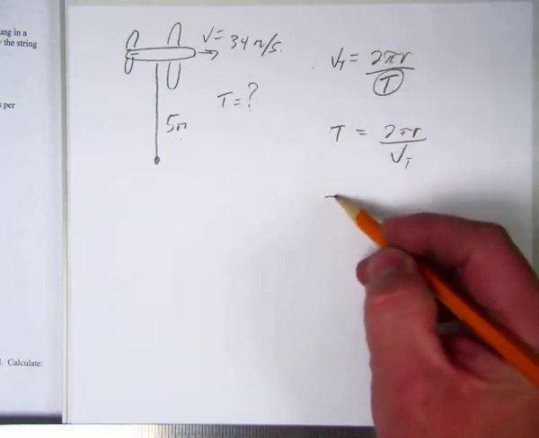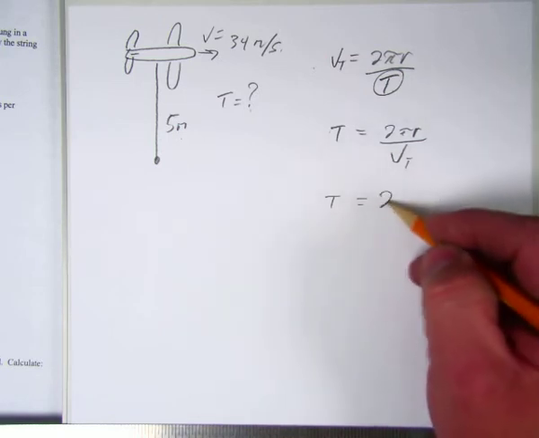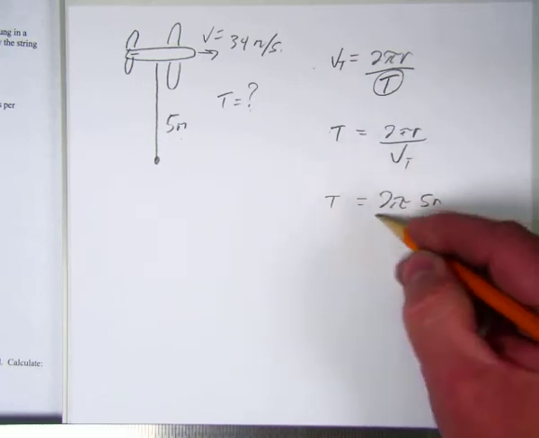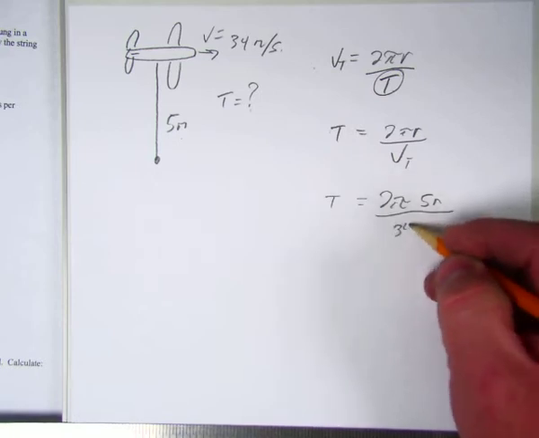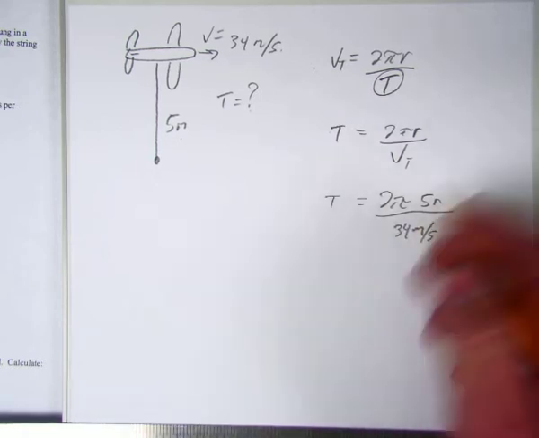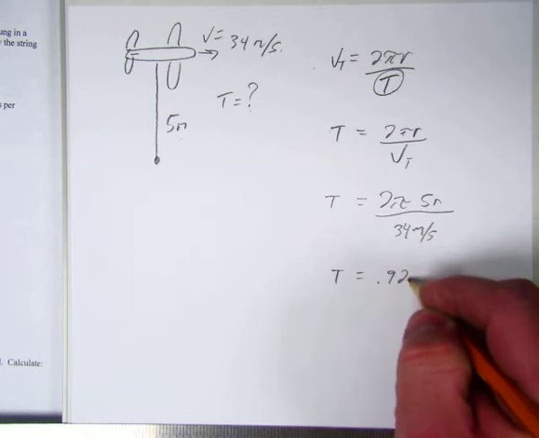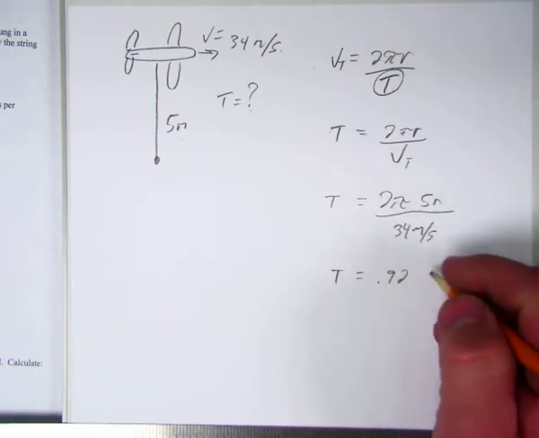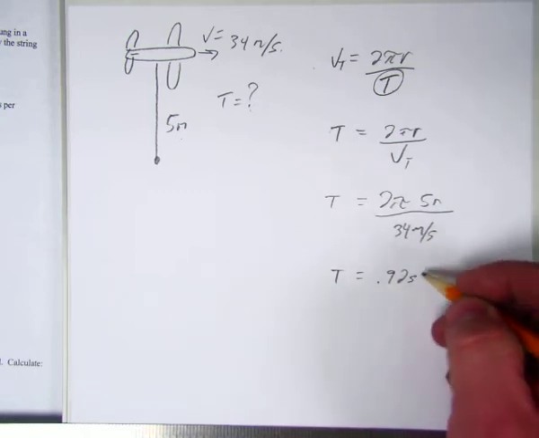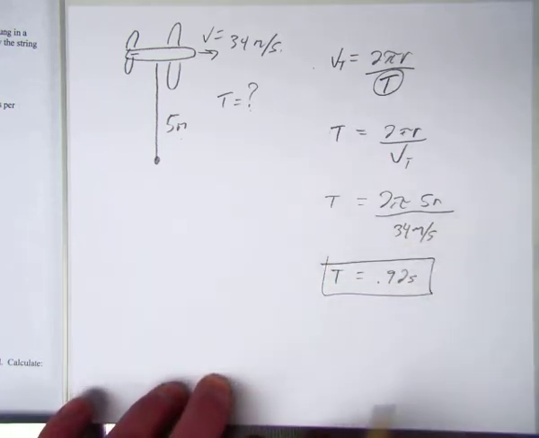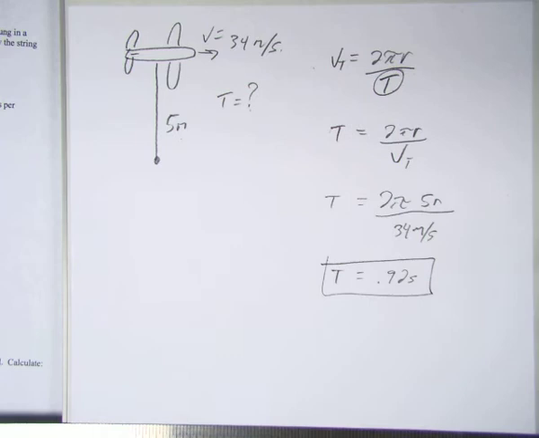So plug our numbers in. You get 2 pi, r is 5 meters, velocity is 34 meters per second. So what does the calculator tell you it is? 0.92. And what's the unit? Seconds, because remember, you're talking about a time. Questions so far?